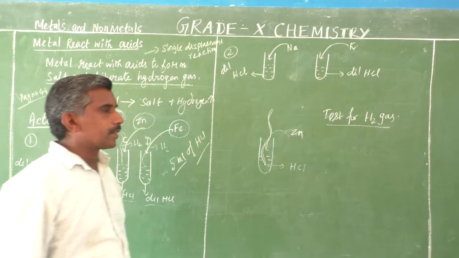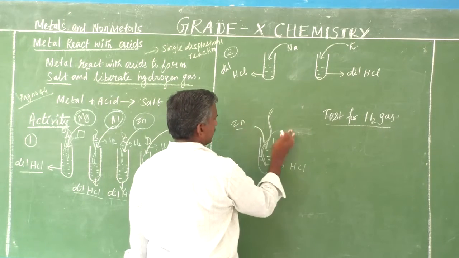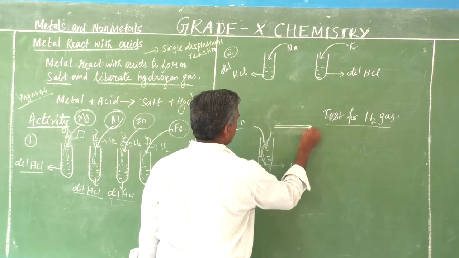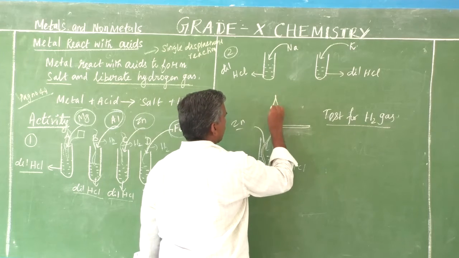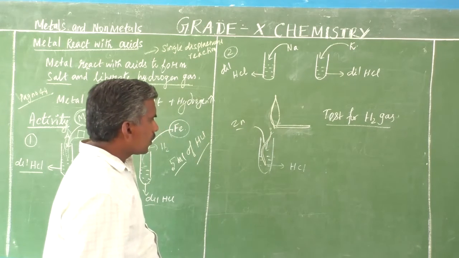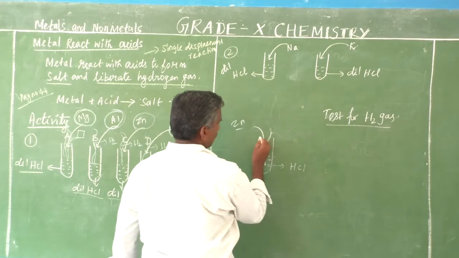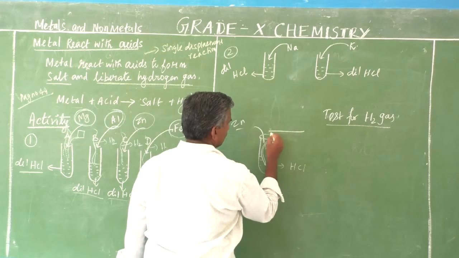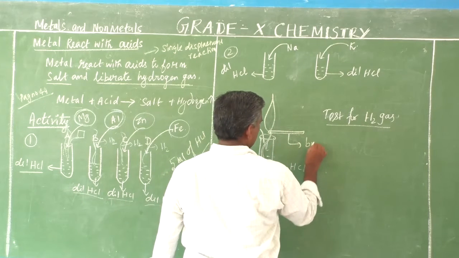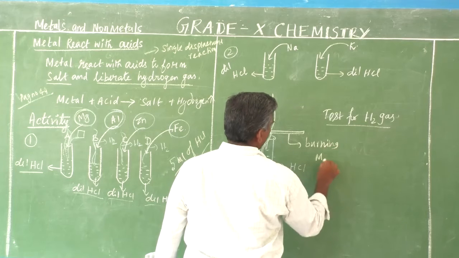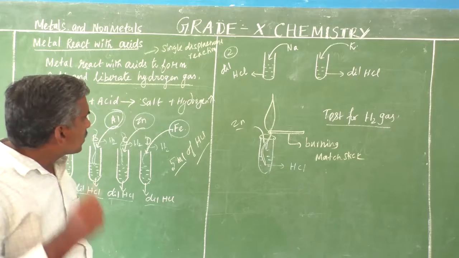For the test for hydrogen gas, you take a burning matchstick and bring it close to the mouth of the test tube. This is the mouth of the test tube. Burning matchstick. What happens?